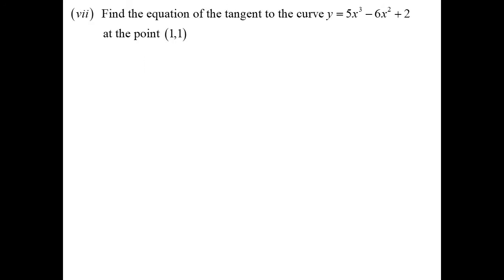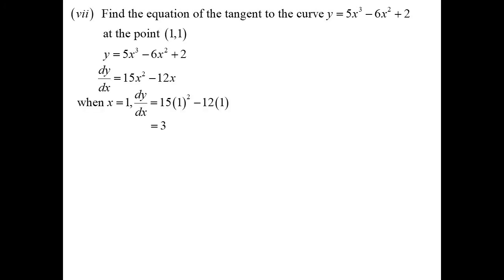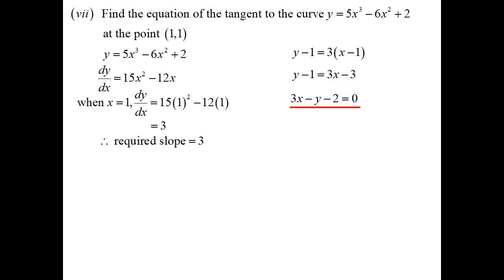Find the equation of the tangent to this curve at the point (1, 1). Y is 5x cubed minus 6x squared plus 2. Differentiate it. Remember, that is not the slope of the tangent. That's the formula that allows us to find it. That's why sometimes we call it the gradient function. It's the function that finds the gradient. We want it at the point x equals 1. Substitute in. We now know the slope of the tangent is 3. So the one we want is 3. Point slope formula. And eventually, I've got it in general form. 3x minus y minus 2 is 0.